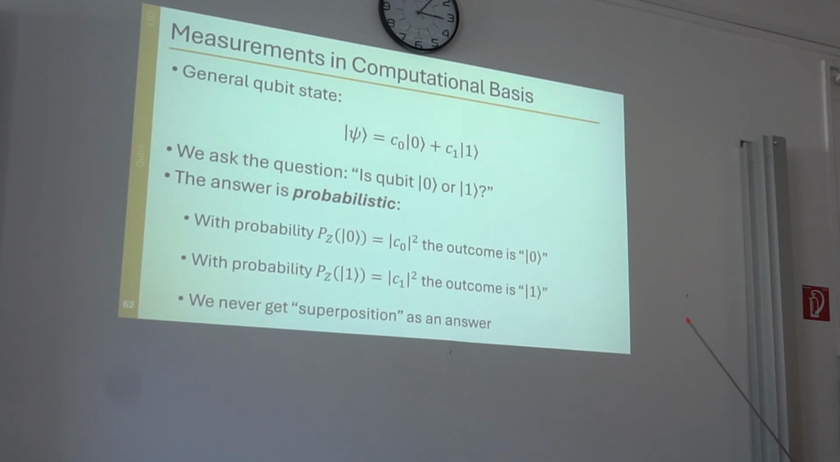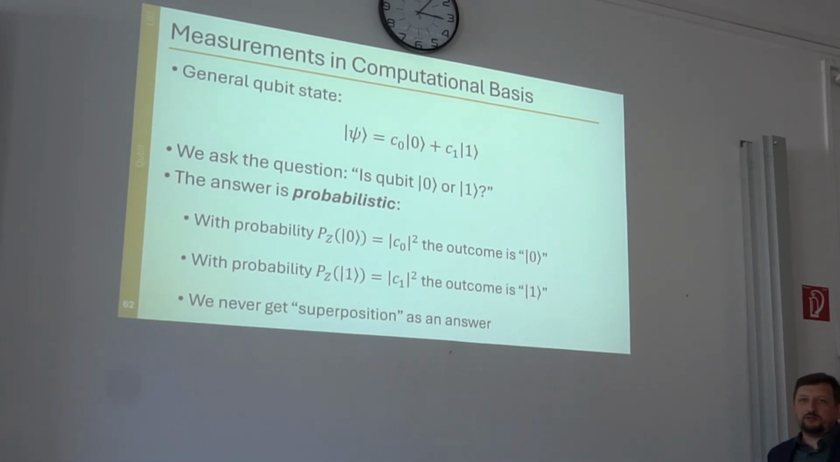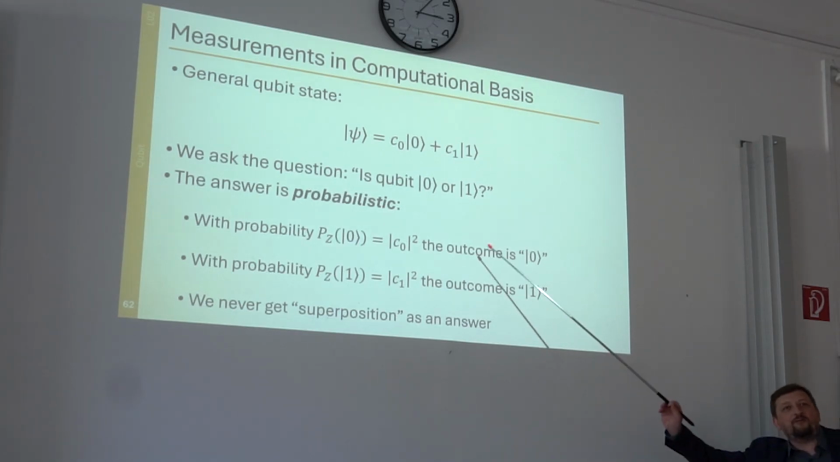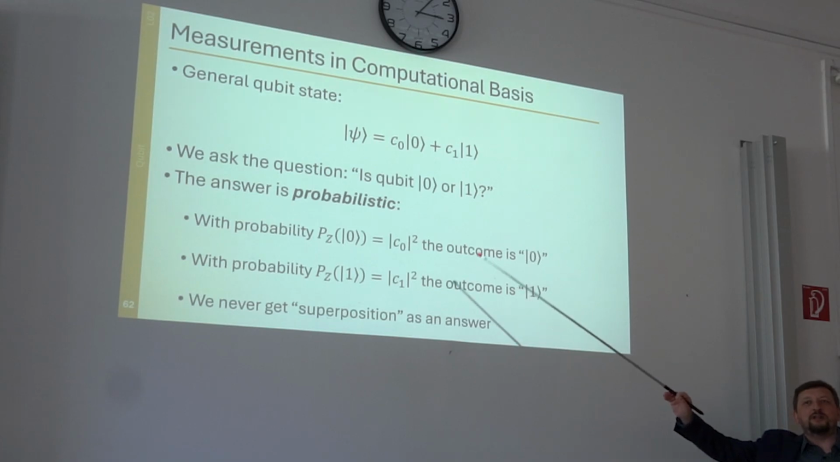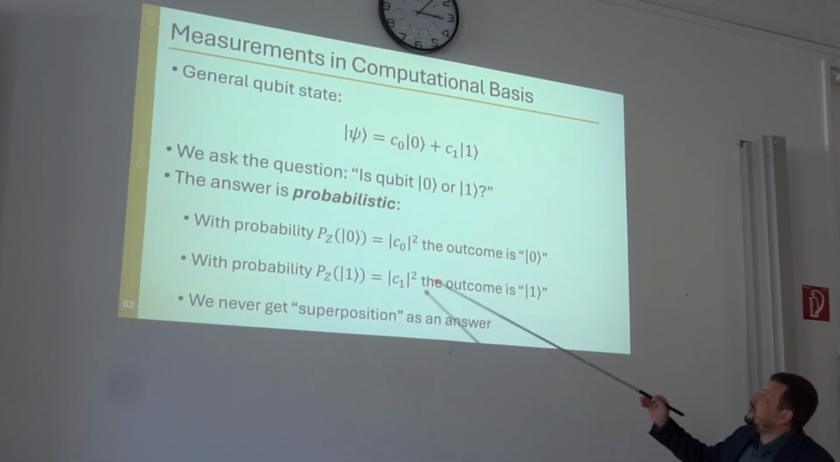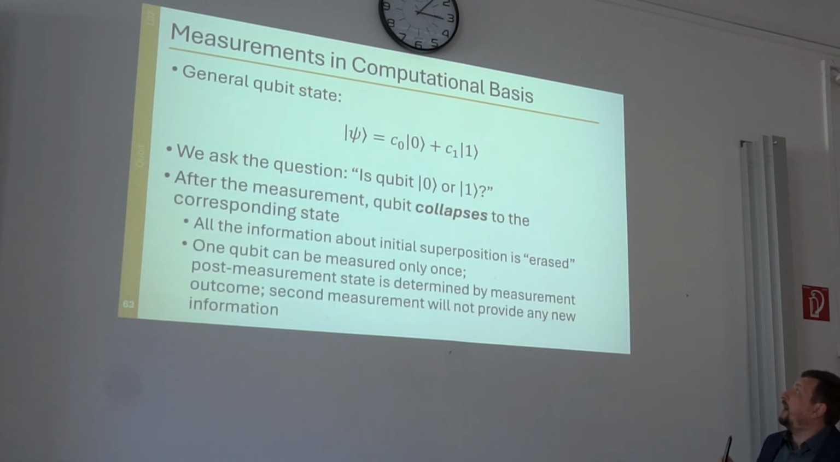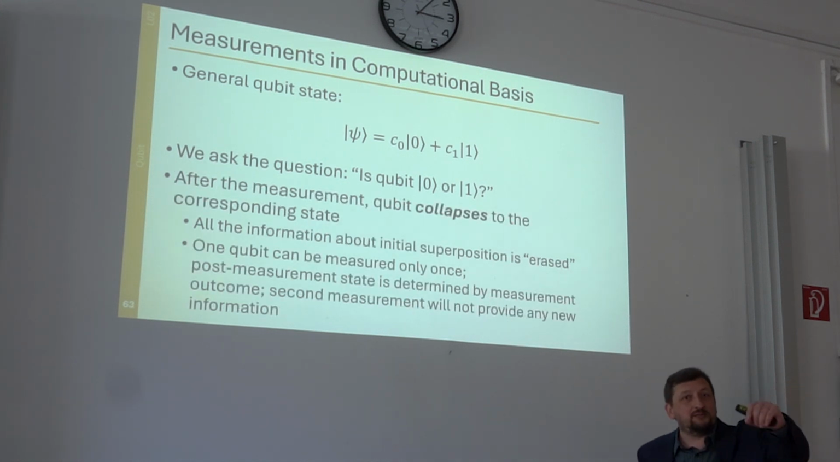Okay, but we know we can do experiments that will prove that whatever equations we write, no matter how strange they are, they represent reality. And whatever we think about reality, everything is wrong. Okay, so this is what we get. So here we have the answer, the answer is probabilistic, and most important that the qubit collapses to this state.